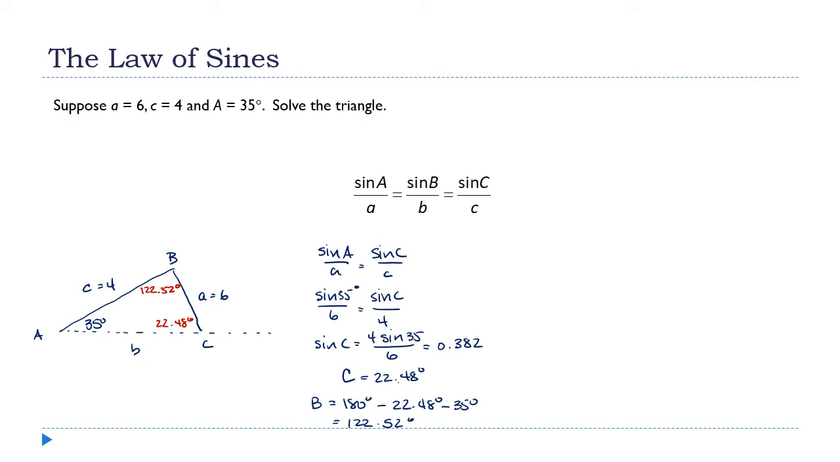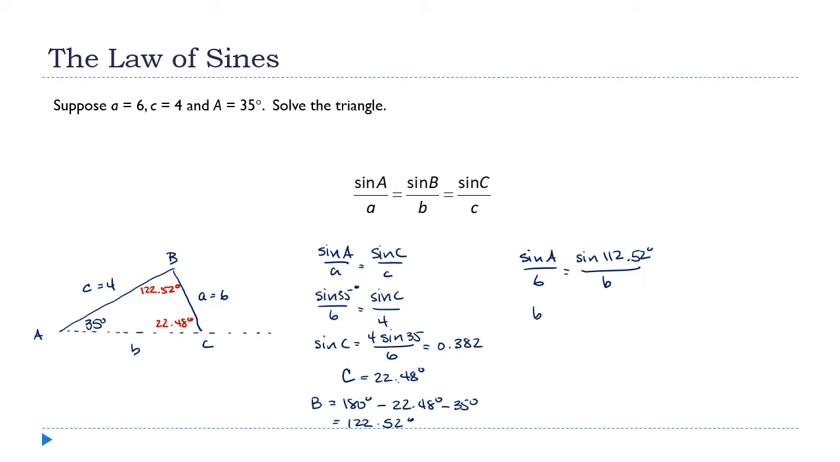Now, let's go ahead and wrap this up. Let's find side B, and I'm going to use the law of sines to do that again. Sine of A, let me go back to the blue. Sine of A over A is sine of 122.52 over B. Excuse me, that shouldn't be an A. Sorry, I can't read my own writing. That's not a B, it's a 6. My B's and 6's are a little too close to each other. See if I can make them a little more different.